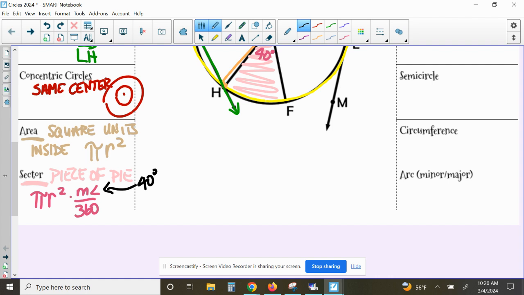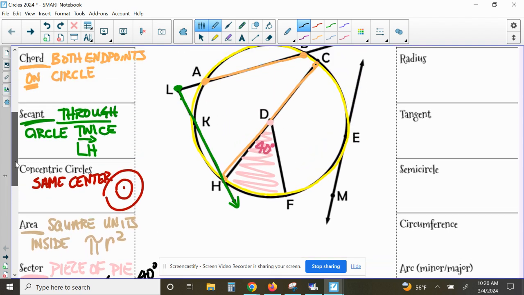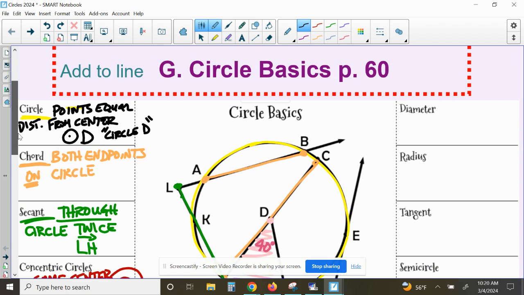Good on the vocab on the left side? Okay, let's go to the right side. You got all that so I can scroll back up? All right.